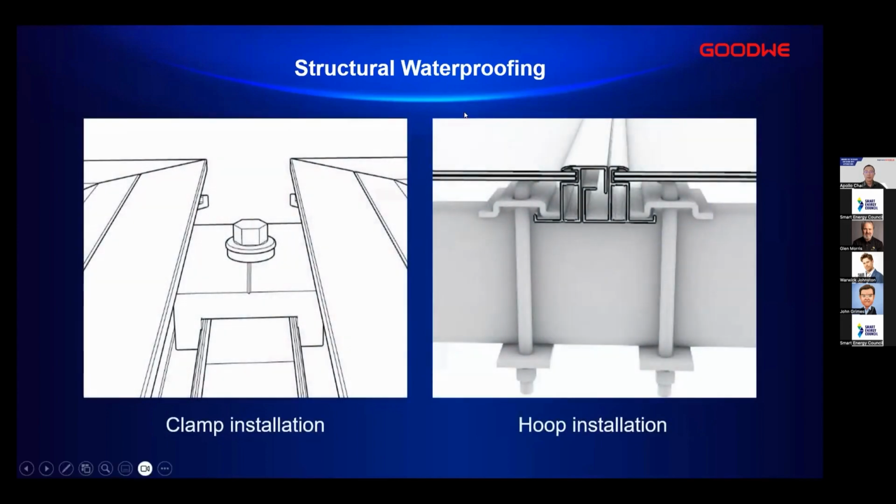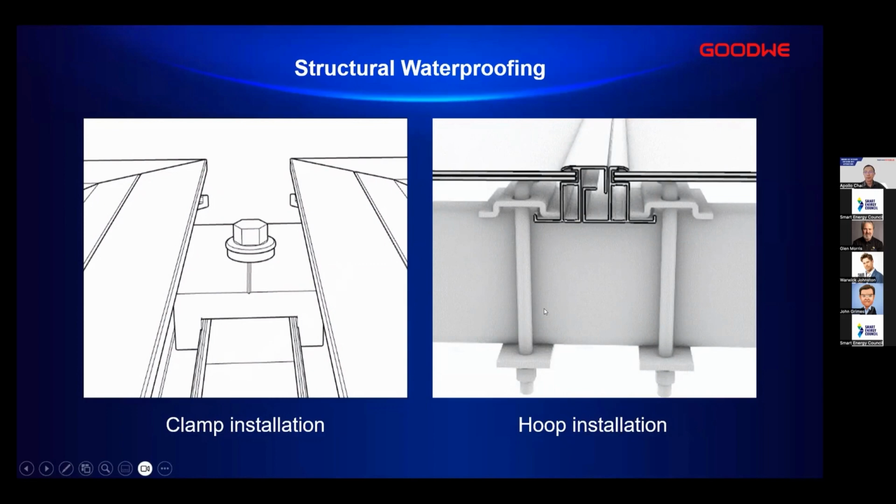Meanwhile, we simplified the total installation process. We have two installation methods. The first one is a clamp on the left-hand side. On the right-hand side is the hoop. The hoop is most commonly used because it just requires this U-shaped hoop, and you just put these components on the frame and screw it tight, and that's done.